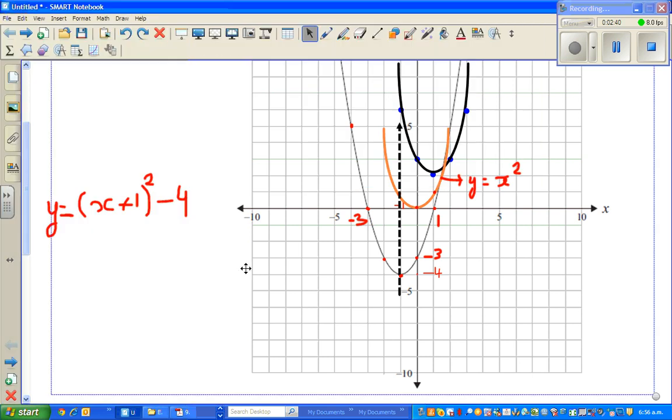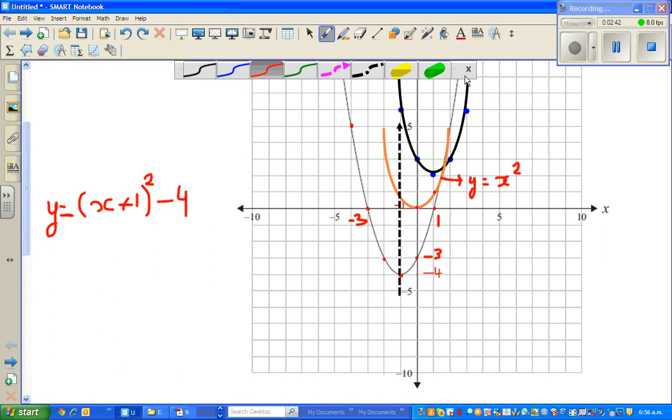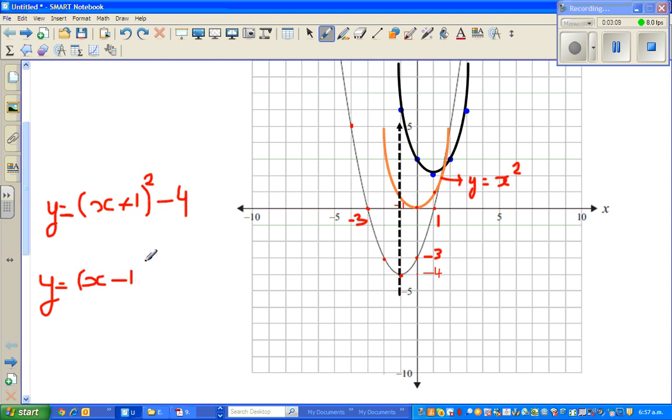Now here the question was to write the equation of this parabola. The same principle applies: this parabola has gone 1 to the right and 2 up. So the equation would be y is equal to... if it has moved 1 to the left and 4 down, you write plus. If it has moved to the right, you go (x minus 1) squared, and it has moved 2 up.